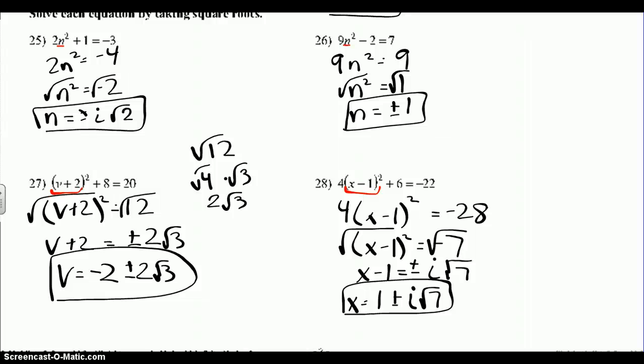Okay, check those out. Notice how a lot of them, or actually all of them, have two solutions. Numbers 21 through 28 all have two solutions.